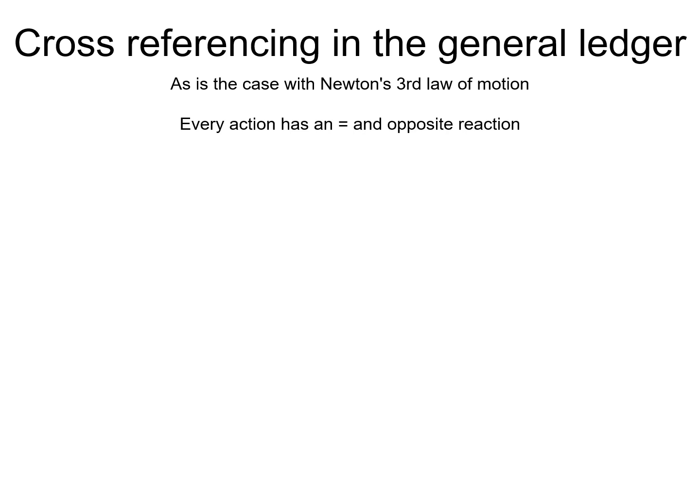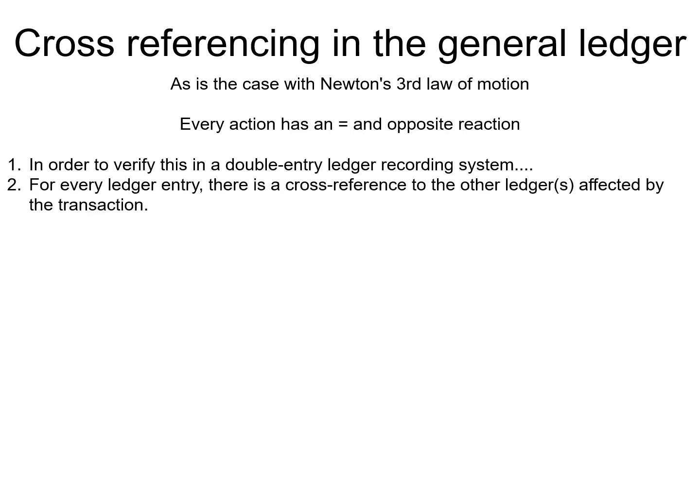Okay, so as is the case with Newton's third law of motion, every debit entry has an equal and opposite credit entry. And so what we need to do is perform what we call cross-referencing in our general ledger. And we do this to verify the accuracy of our double entry recording. And so when we have a debit entry, we're going to cross-reference that with the ledger that we do the corresponding credit entry in, and vice versa.